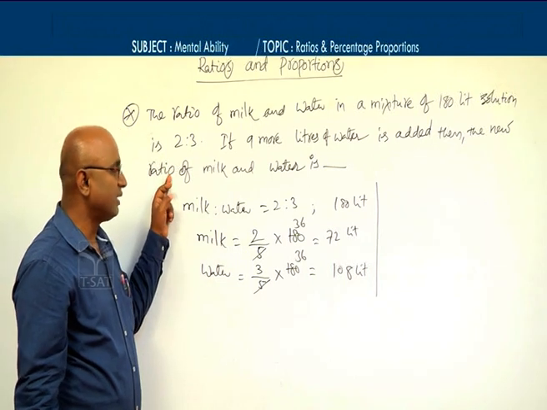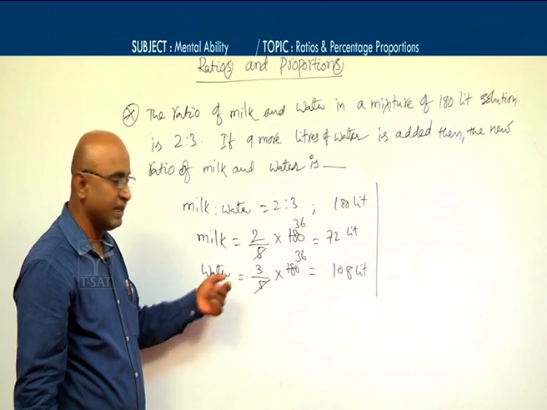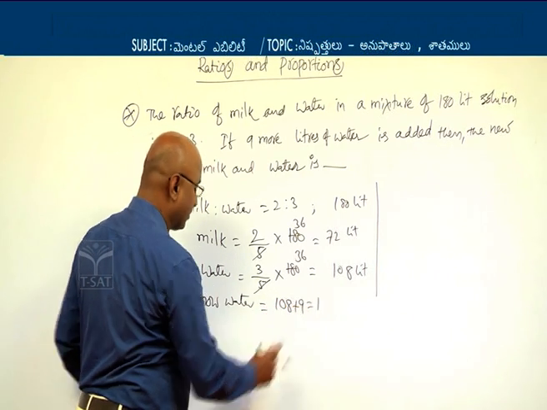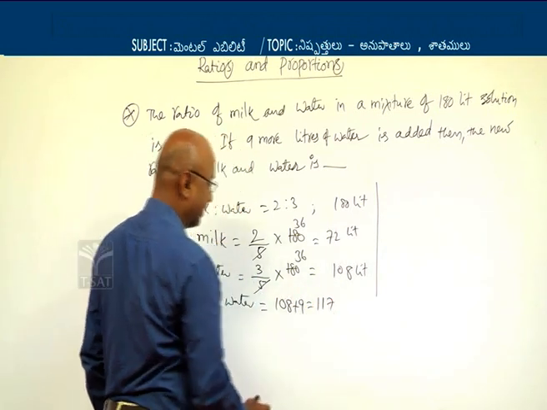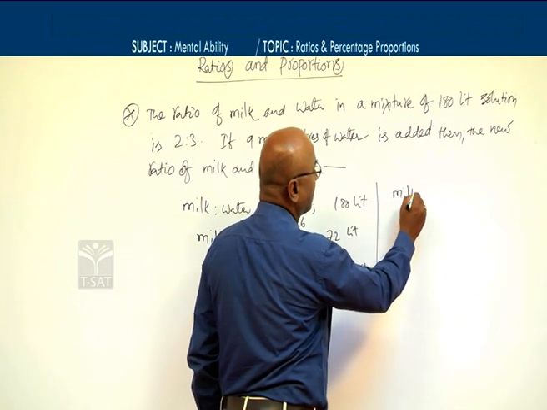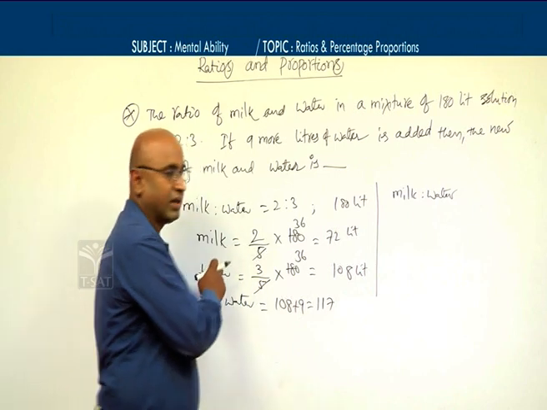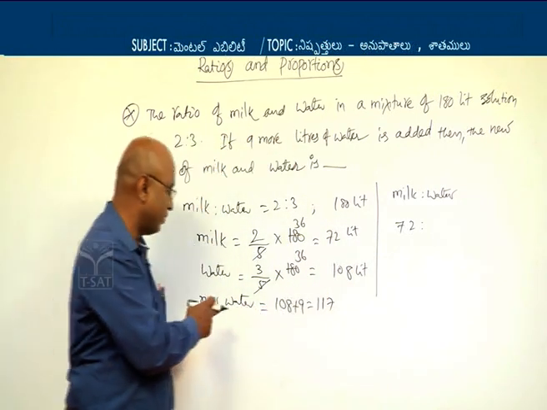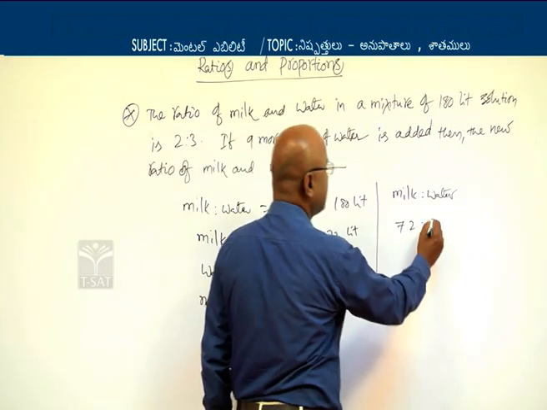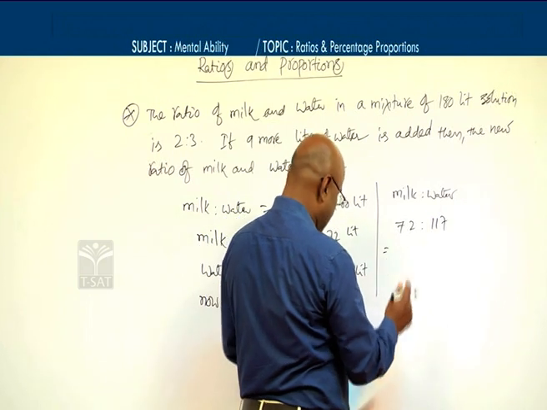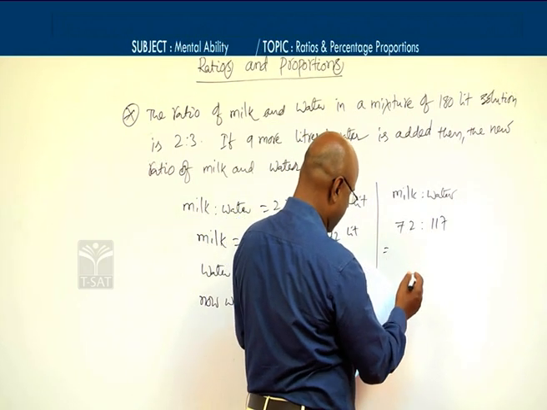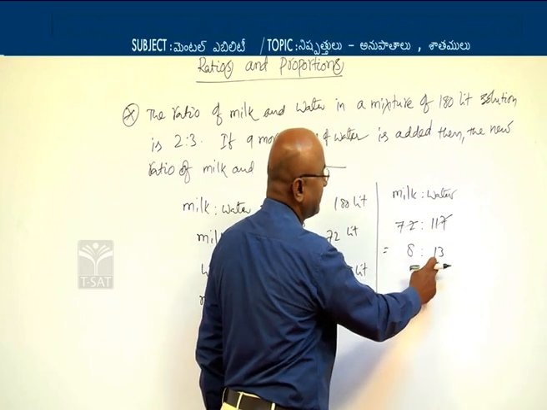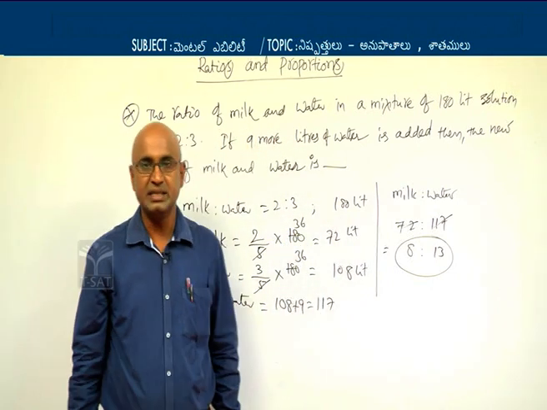Now, by adding another 9 liters of water, the quantity of water becomes 108 plus 9, that is equal to 117. Now the ratio of milk and water: milk is to water, milk quantity has no change, that is 72 only, and water is 117 liters. 72 is to 117, that is equal to 9 8s are 72 and 9 13s are 117. Now the new ratio will become 8:13.